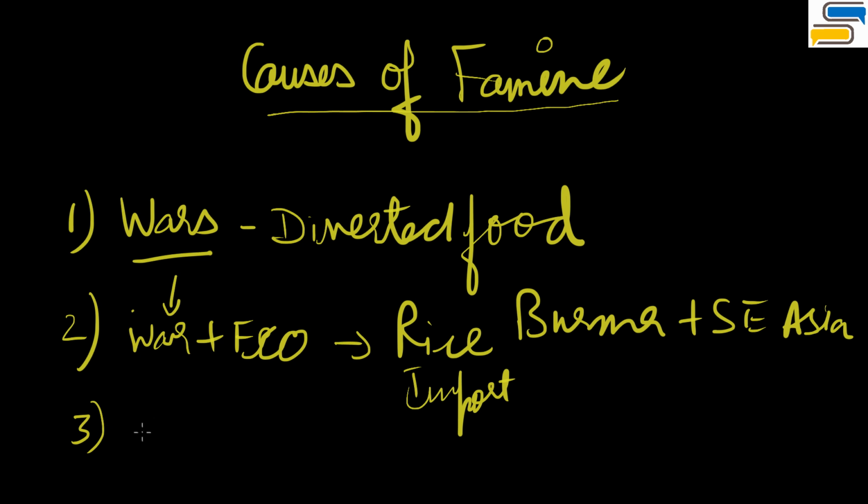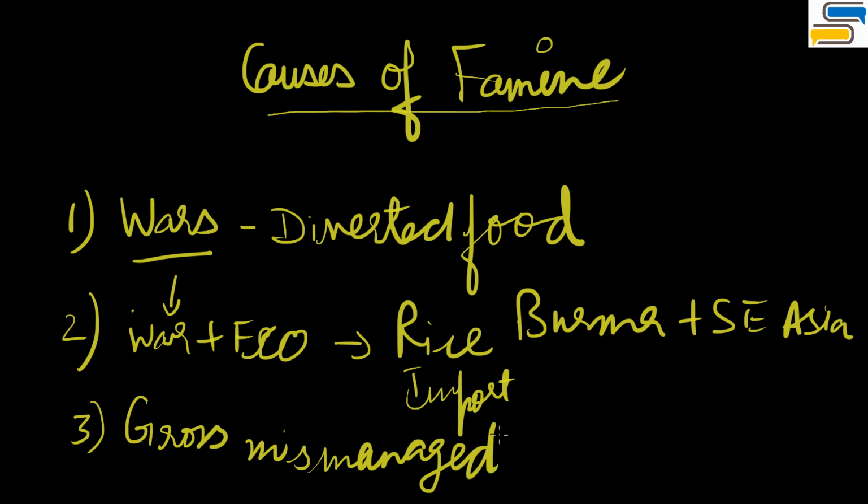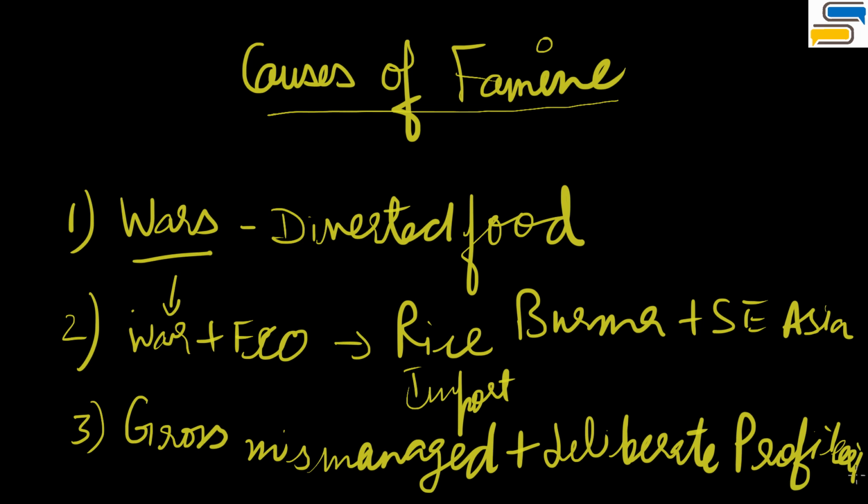And then, thirdly, Britishers grossly mismanaged the famine. The people died. The British did not bother, did not care much, and there was also the issue of deliberate profiteering. The Britishers were involved only in their profits and motives, and the famine was so severe, people were dying. What was the reaction of the British to the famine? Now, this was very poor.